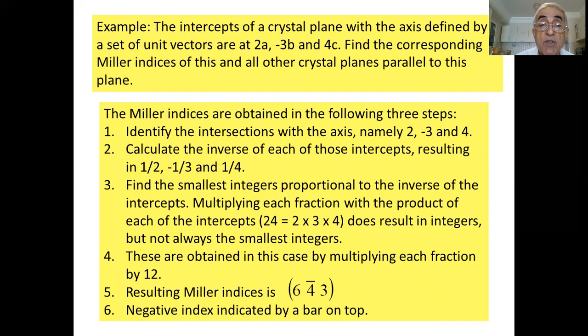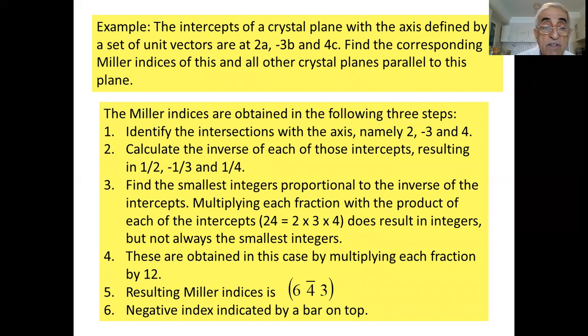Example: the intercepts of a crystal plane with the x-axis defined by a set of unit vectors are 2a, minus 3b, and 4c. Find the corresponding Miller index of this and all other crystal planes parallel to this plane. The Miller indices are obtained in the following 3 steps. First, identify the intersection with the axes, namely 2, minus 3, and 4.